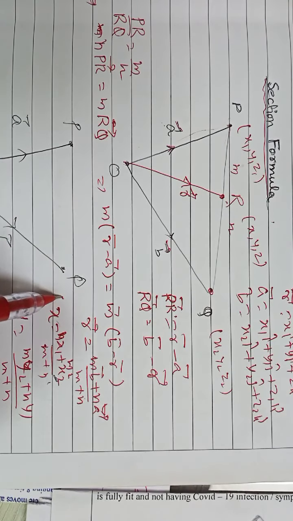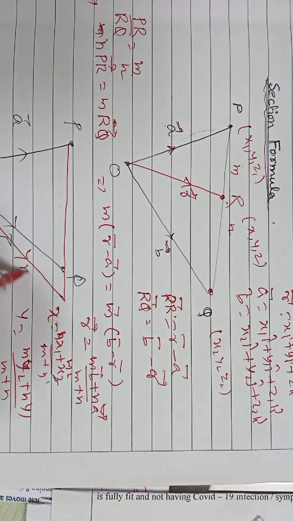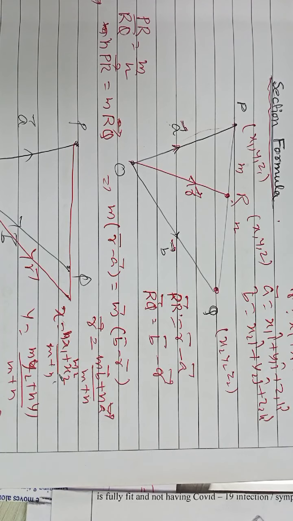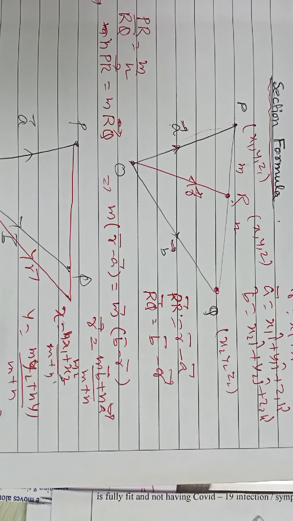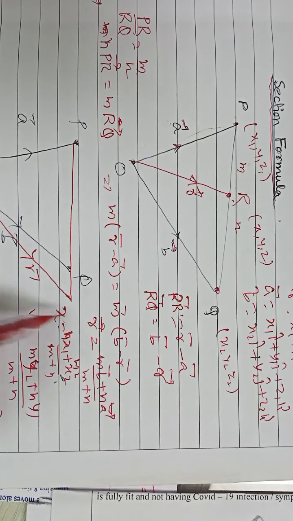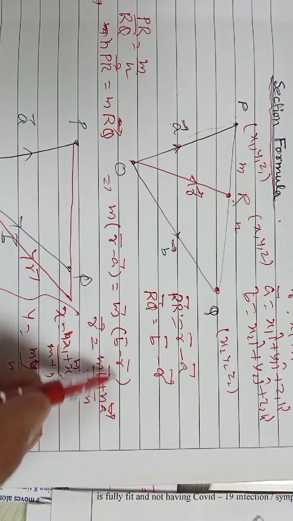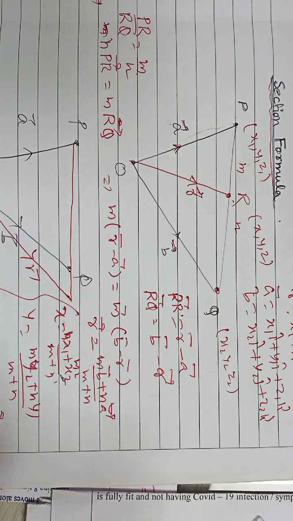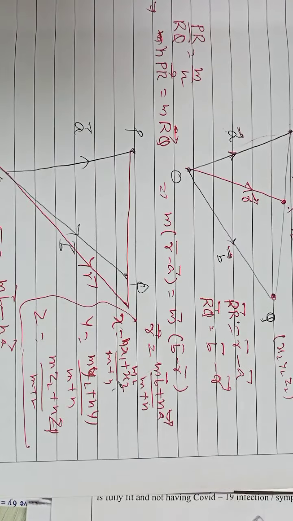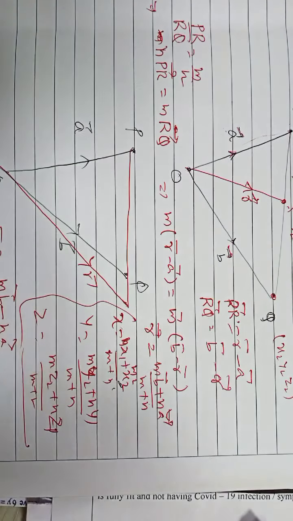Similarly, if R is outside PQ, then r vector is equal to m b vector minus n a vector by m minus n. This also can be changed into coordinate form. What we have done in coordinate form can be done in vector form. Okay, I am doing one question related to this.